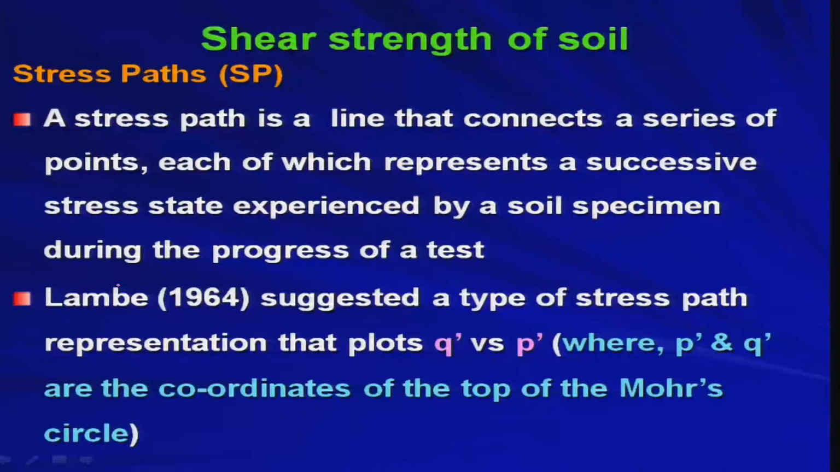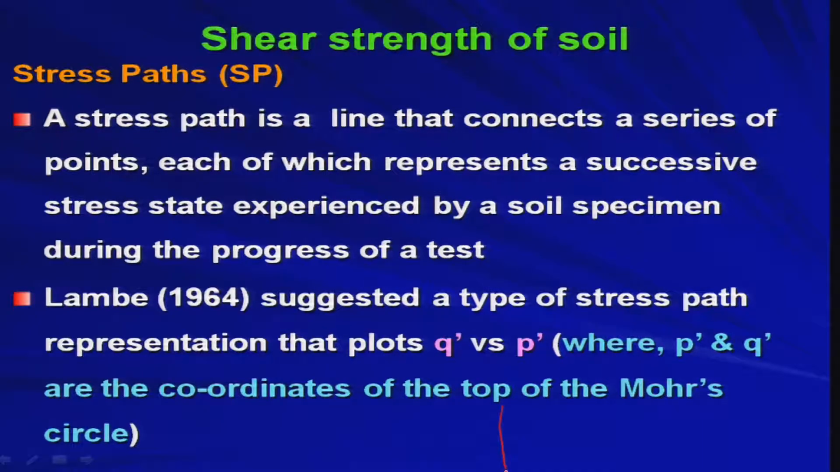Lamb in 1964 suggested a type of stress path representation that plots q prime versus p prime, popularly known as the q-p plot, where p prime and q prime are the coordinates of the top of the Mohr circle. Now, what do you mean by the top of the Mohr circle?